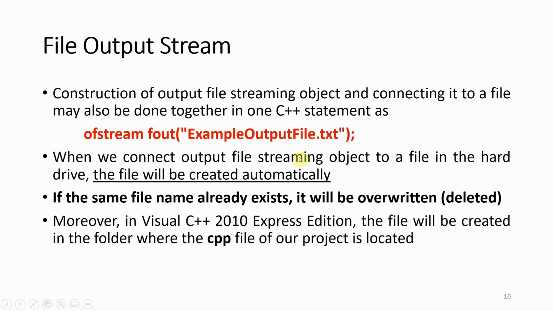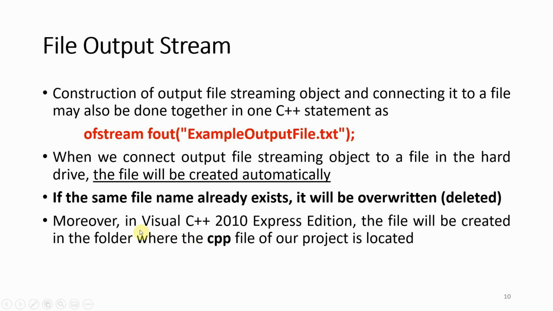When we connect the output file streaming object to a file on the hard drive, the file will be created automatically. So as soon as you do that, a text file will be created in the folder of your C++ file. If the same file name already exists, it will be overwritten. So it will be deleted, and the new data that you want to write onto it is going to replace the previous content of it. So you just have to be very careful when using ofstream.